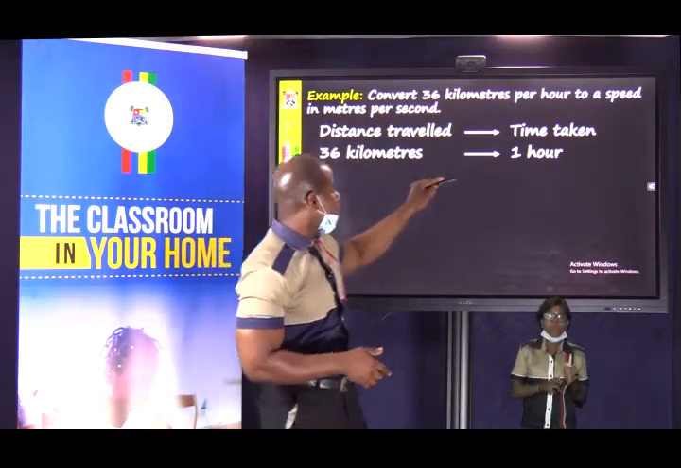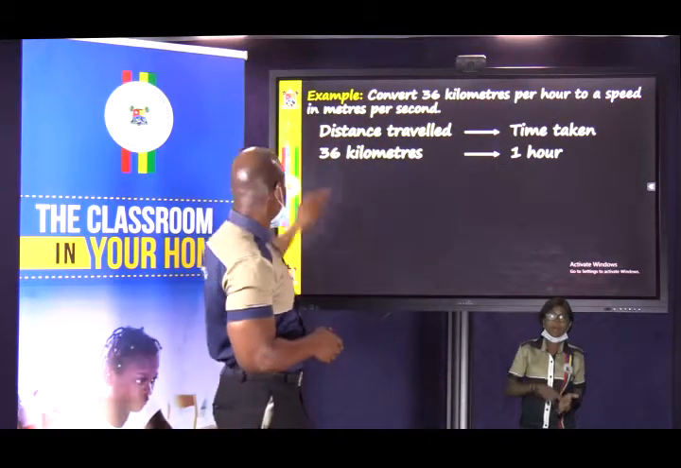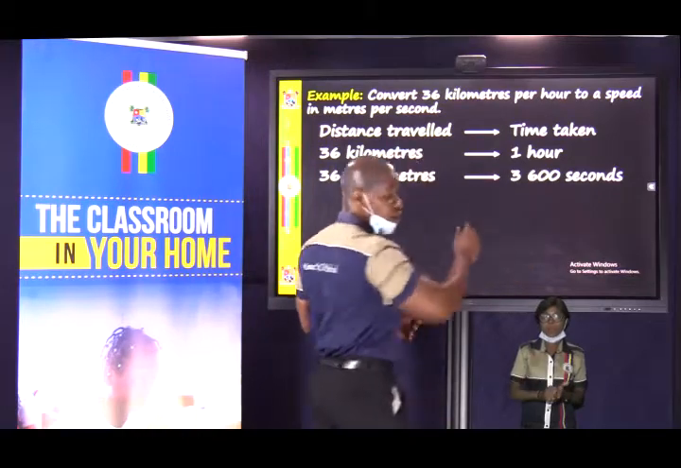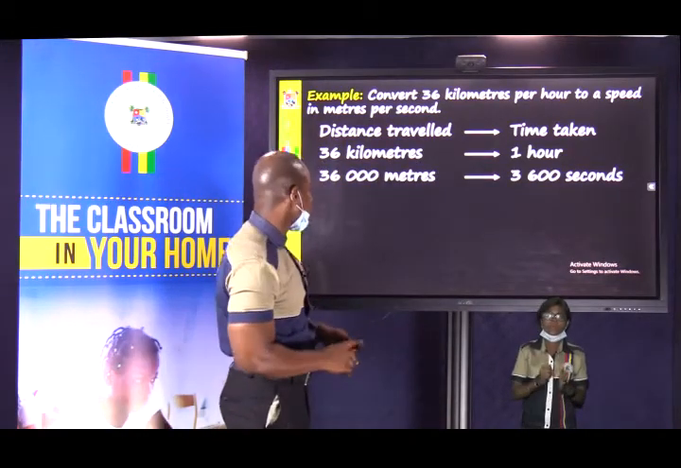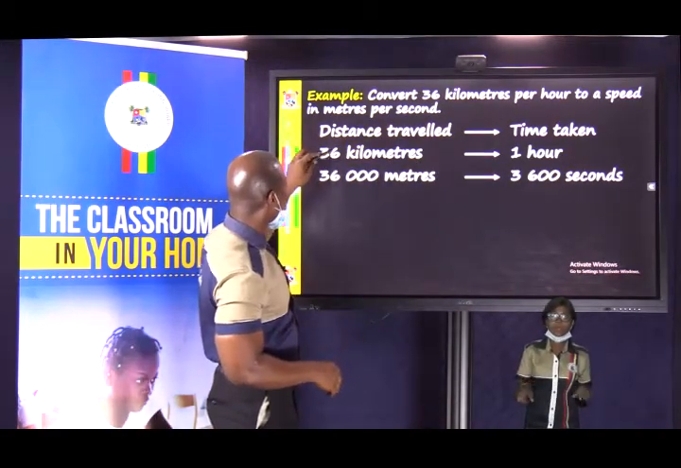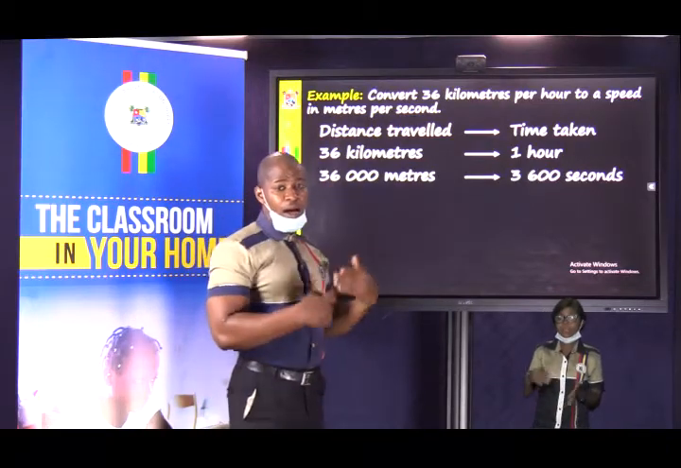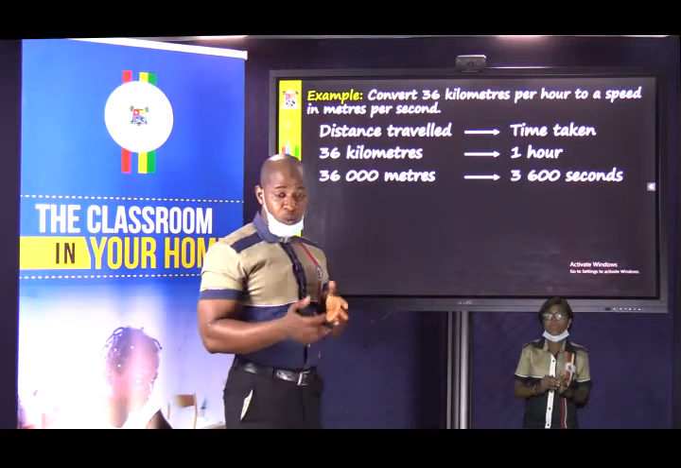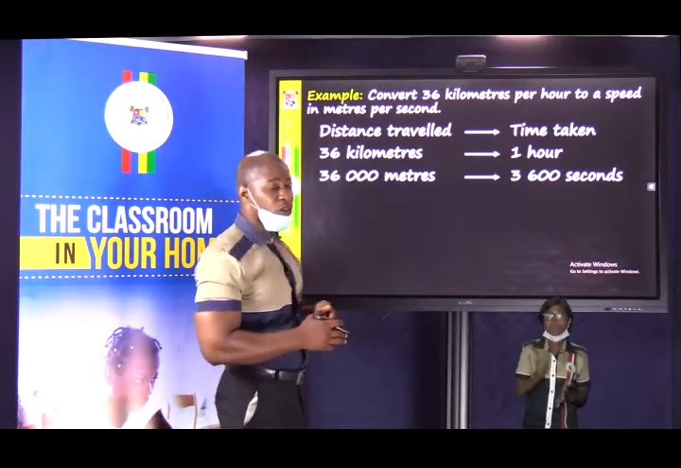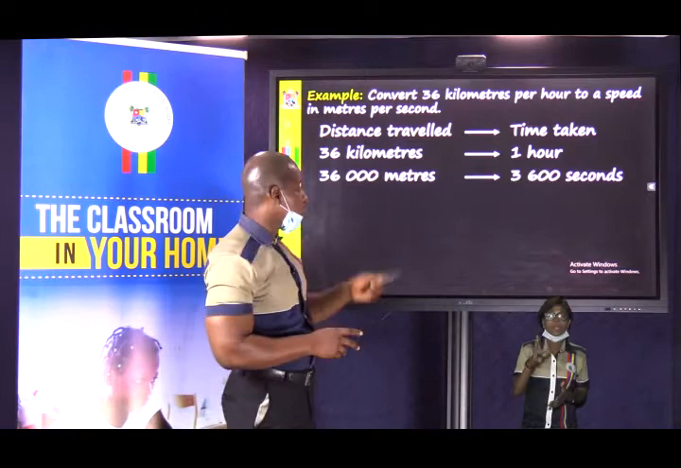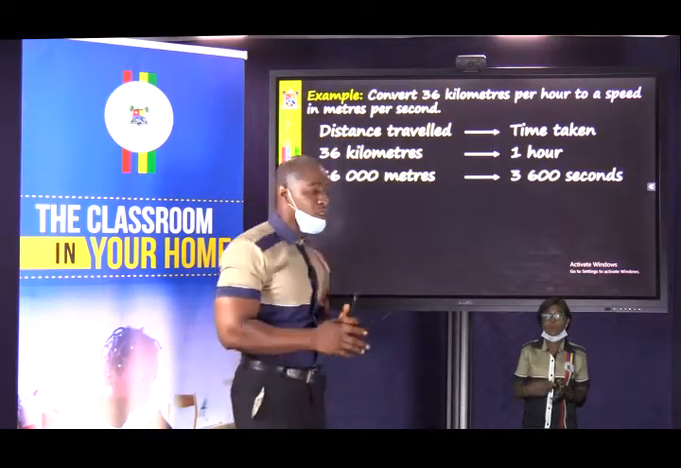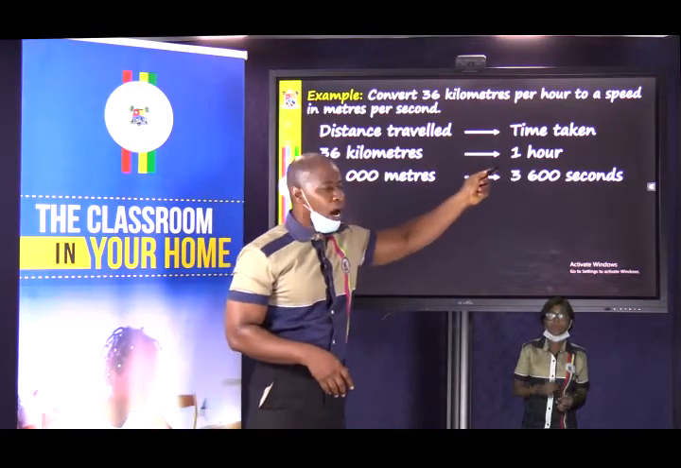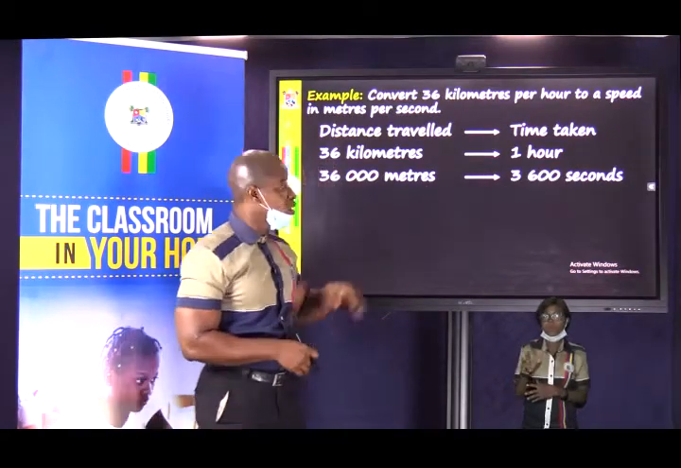Now, we can rewrite this 1 hour as 3,600 seconds. Remember, 1 hour is 3,600 seconds. We can also rewrite 36 kilometers as 36,000 meters because 1 kilometer is 1,000 meters. So 36 kilometers will be 36,000 meters. So in essence, we are multiplying these by 1,000. So 36 kilometers is 36,000 meters. 1 hour is 3,600 seconds.